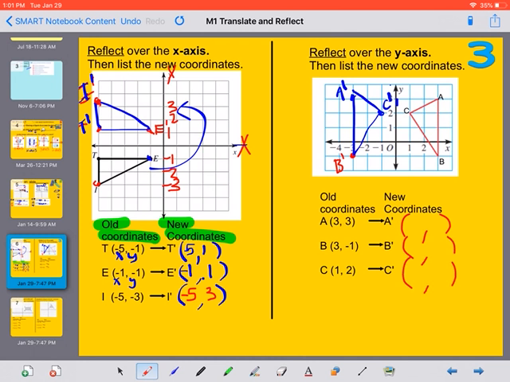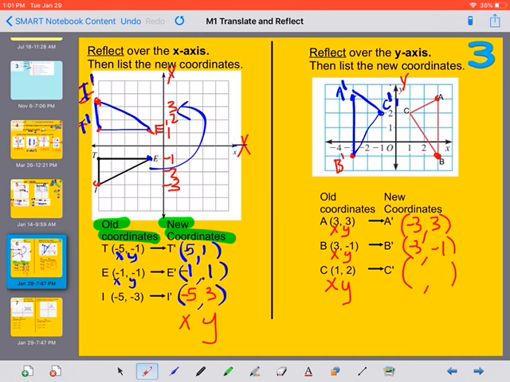So let's list our new coordinates. Last time when we flipped over the x-axis, our y's changed. Now when we flip over the y-axis, our x's are going to change. So instead of being 3, 3 for point A, we are -3, 3. So our x's went from positive to negative. So B was 3, -1 right there. Now B is -3 to the left and down 1, -1. So our x changed from +3 to -3.